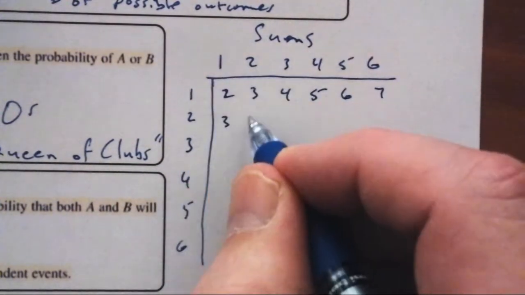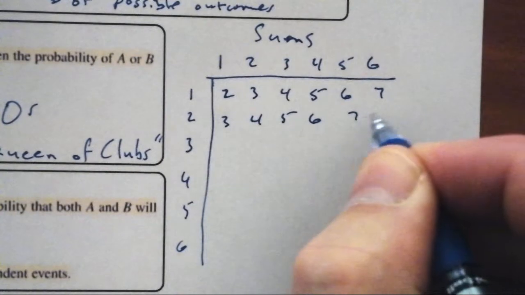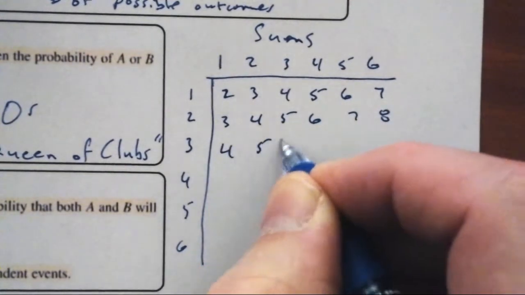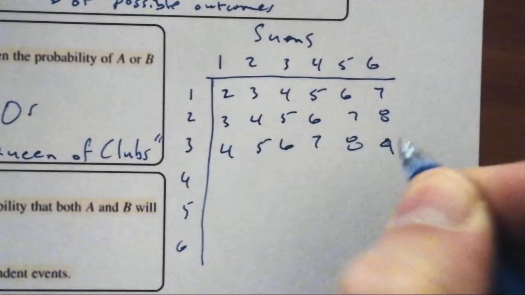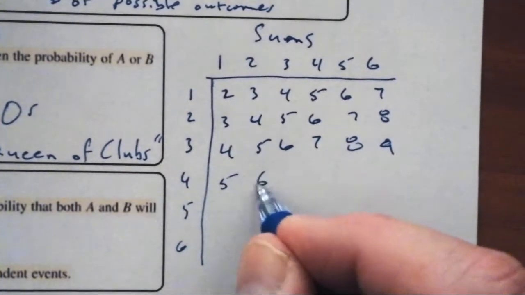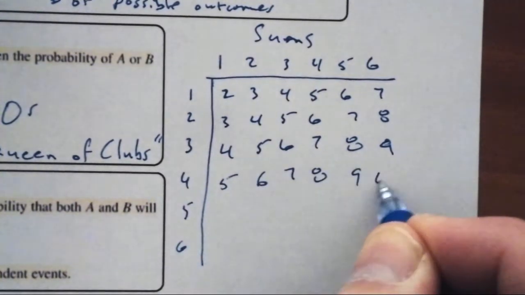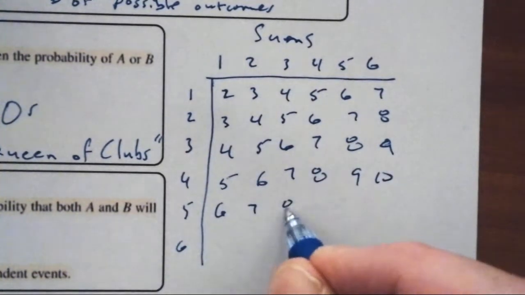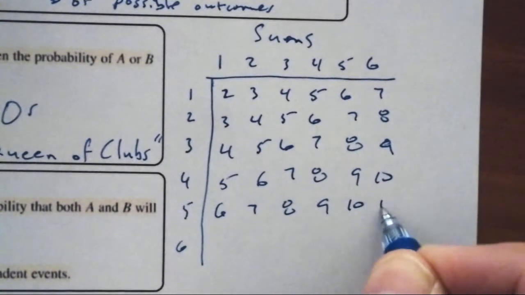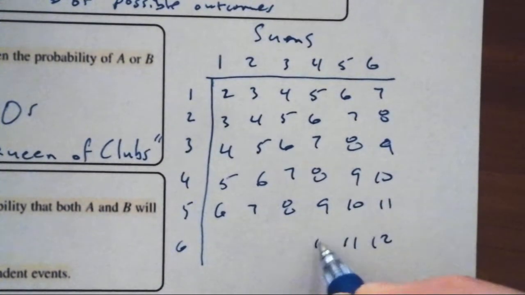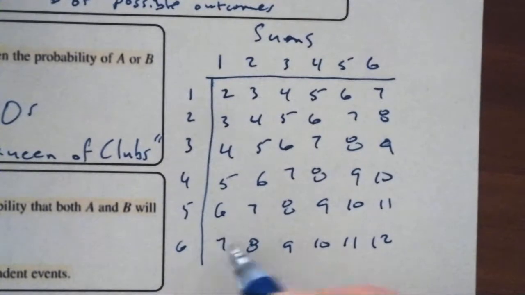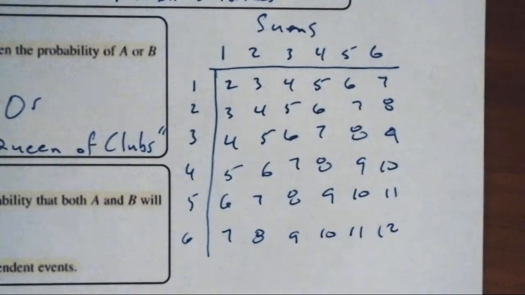1 and 2, 3. 2 and 2, 4, 5, 6, 7, 8. 4, 5, 6, 7, 8, 9. 4 and 1, 5, 6, 7, 8, 9, 10, 6, 7, 8, 9, 10, 11, 12, 11, 10, 9, 8, 7. There's all the things that can happen.